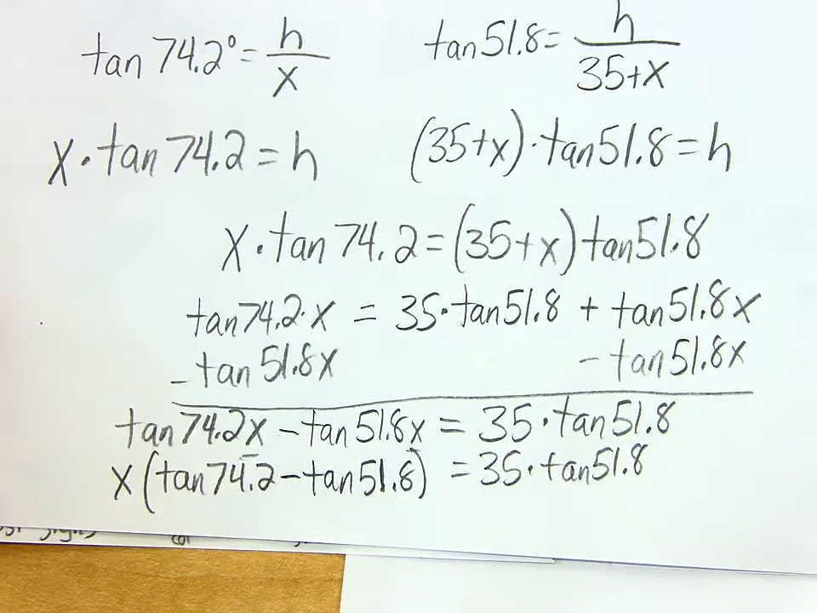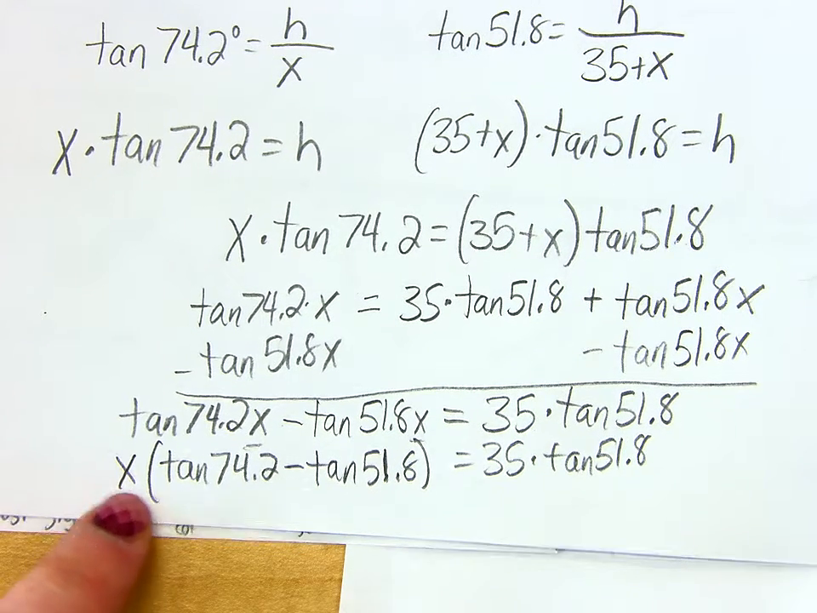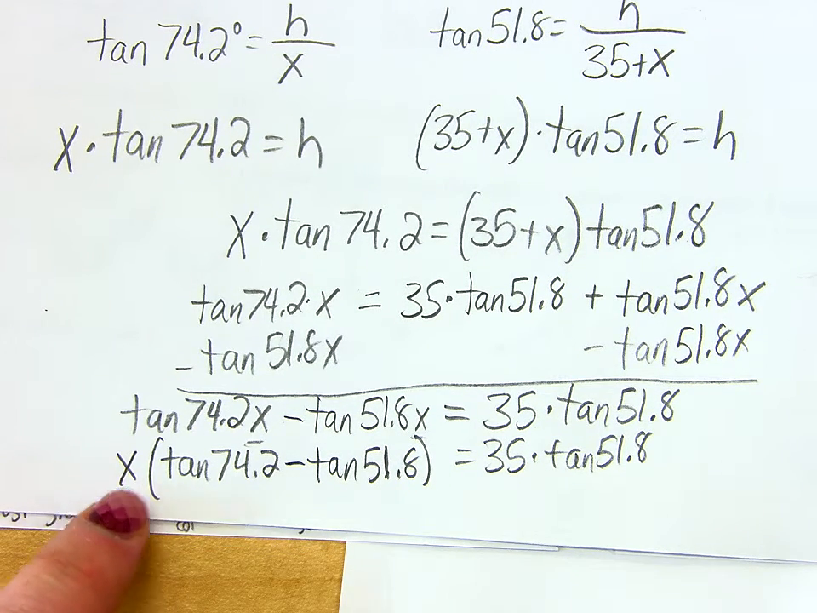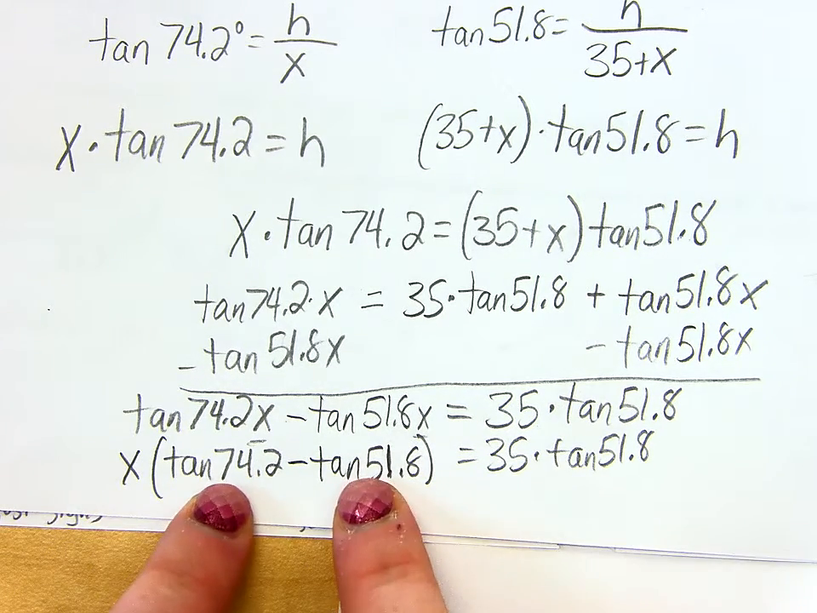Now you're right there to get x by itself. Could you do 74.2 minus 51.8 to get the tangent of whatever output that is? No, because then it would give you the tangent of the difference. And tangent isn't a variable. To get x by itself now, all you gotta do is divide both sides by that difference.